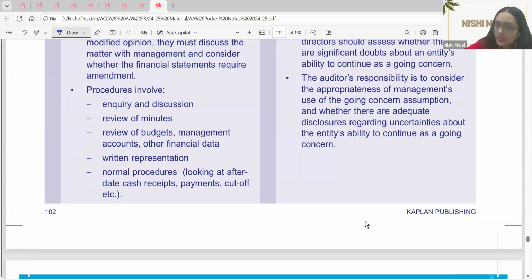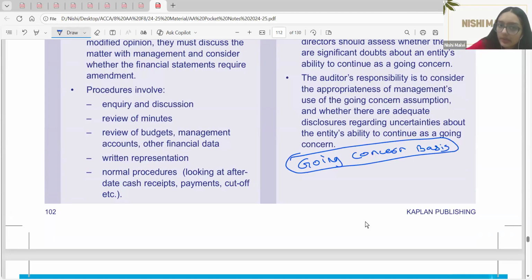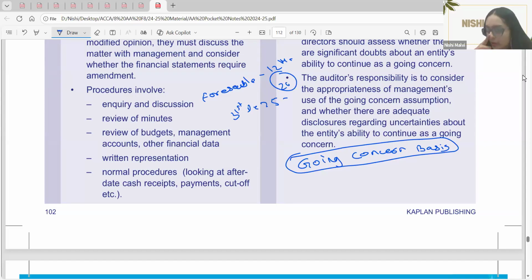The financial statements are always prepared on the going concern basis. Always. Okay. It means the company will continue for the foreseeable future. Foreseeable future, as per the definition, is 12 months after the year end. Let's say the year end is 31st December 25. If the company will still continue after 2026, that's the going concern thing. Companies always prepare going concern basis financial statements.